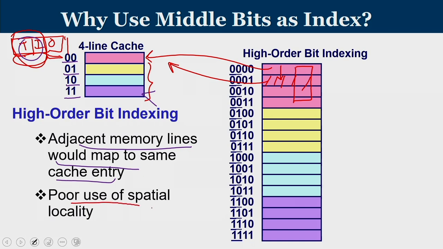So this is actually a poor use of spatial locality. That means the nearby blocks will evict the immediately preceding block. The entire pink region will occupy one place in the cache, one at a time. The entire yellow region will occupy only one place in the cache, this yellow portion.